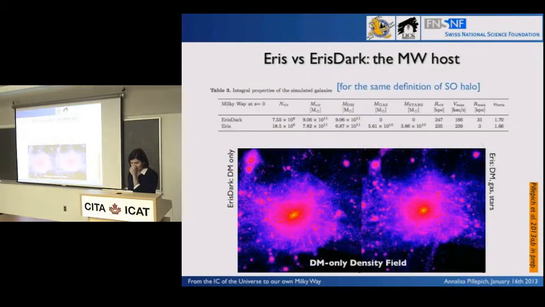Okay, so my idea was to compare these two and to understand the effects of baryons on the dark matter profiles of the host and on the properties and abundances of the subhalos, of the satellites, in this Milky Way. And for example, you can already see that if I keep fixed the definition of spherical overdensity halo, even just the virial mass of the two Milky Ways is different. The dark one is slightly more massive. It's 9 times 10^11 compared to the baryonic one.